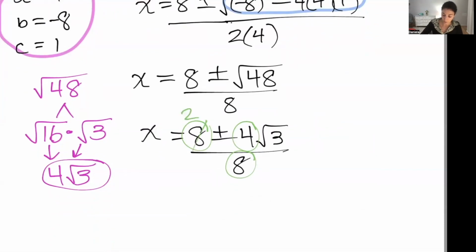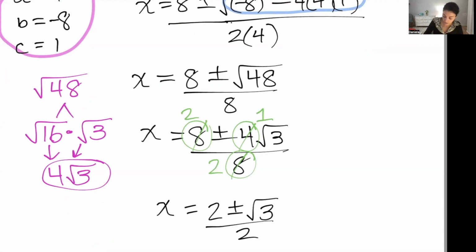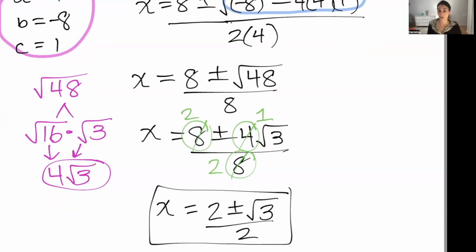So 8 divided by 4 is 2. 4 divided by 4 is 1. 8 divided by 4 is 2. So you do not have to put the 1 in front of the radical 3, but if you want, knock yourself out. So we're going to leave this as our final answer. So again, if you're asked to round to the nearest tenth, then you would just put all of that in your calculator. I hope this was helpful.